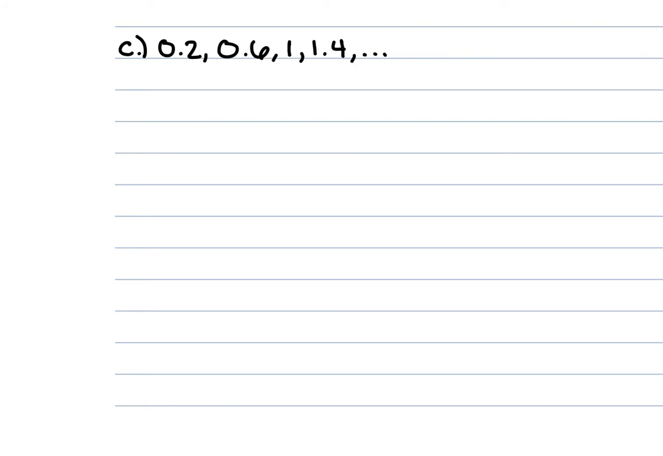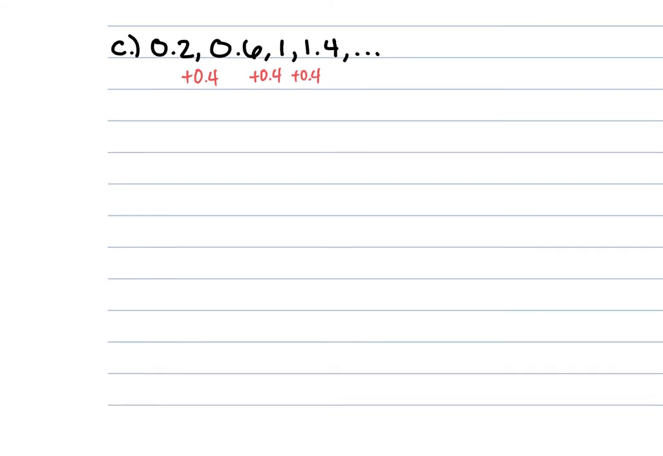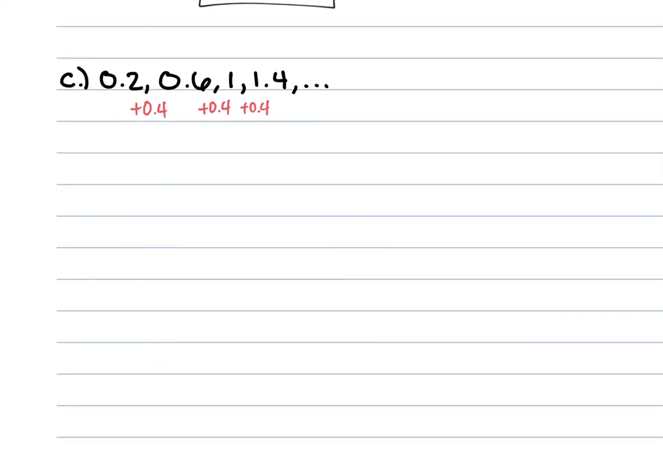Okay, 0.2 to 0.6 to 1 to 1.4. What's the pattern here, Alex? 0.4, very good. We're adding 0.4 each time. So, what would my next three terms be? Grace? 1.8, 2.2, and 2.6. Excelente. This was A1, A2, A3, A4, A5, A6, and A7.